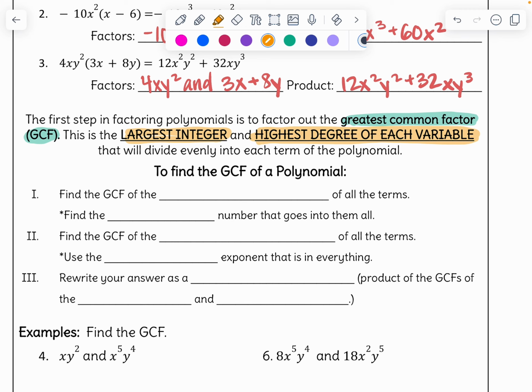So to find the greatest common factor of a polynomial, you're going to find the GCF of the coefficients. Remember, the coefficients are the big numbers in front of the variables of all the terms, and finding the GCF is finding the largest number that goes into all of them. Then you're going to find the GCF of the variables.